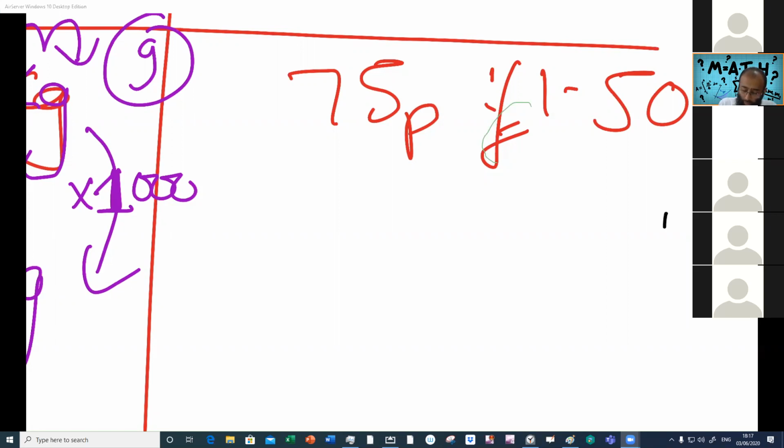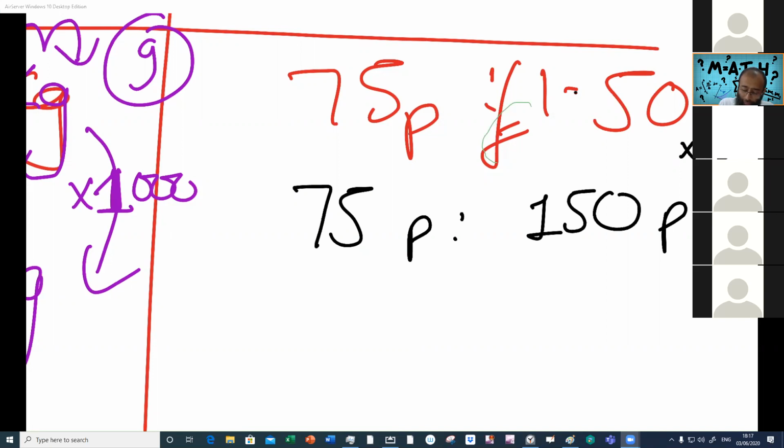So you've got £1.50 and 75p. I'm going to change them both into pence. So 75 stays as 75. £1.50 becomes, now remember in each pound you have 100 pence, so you times it by 100. So that'll give you 150 pence.